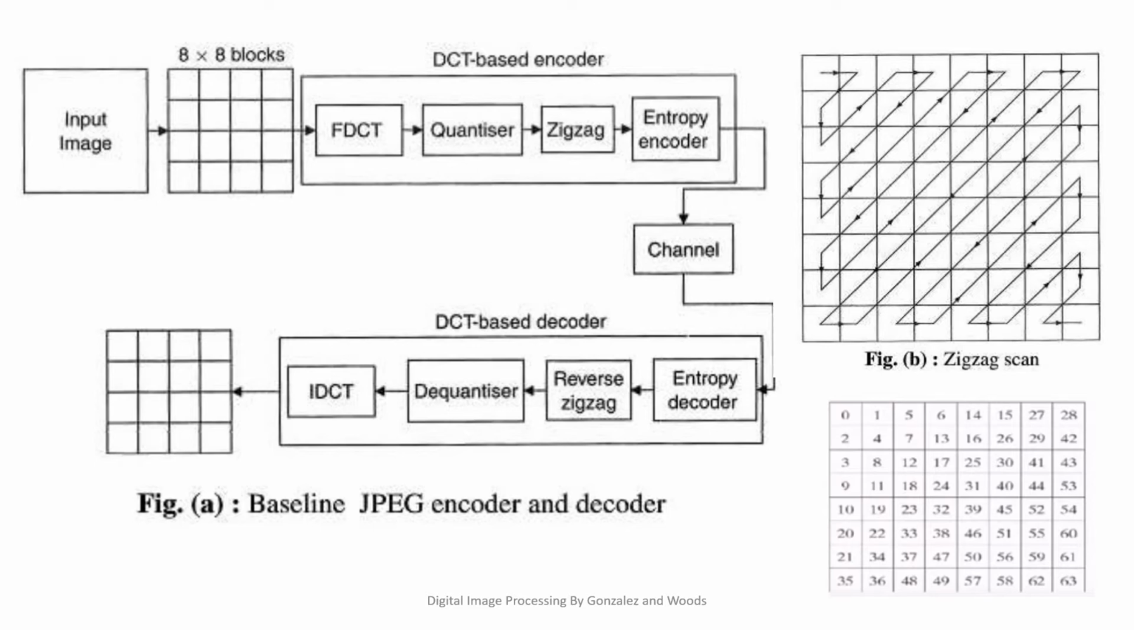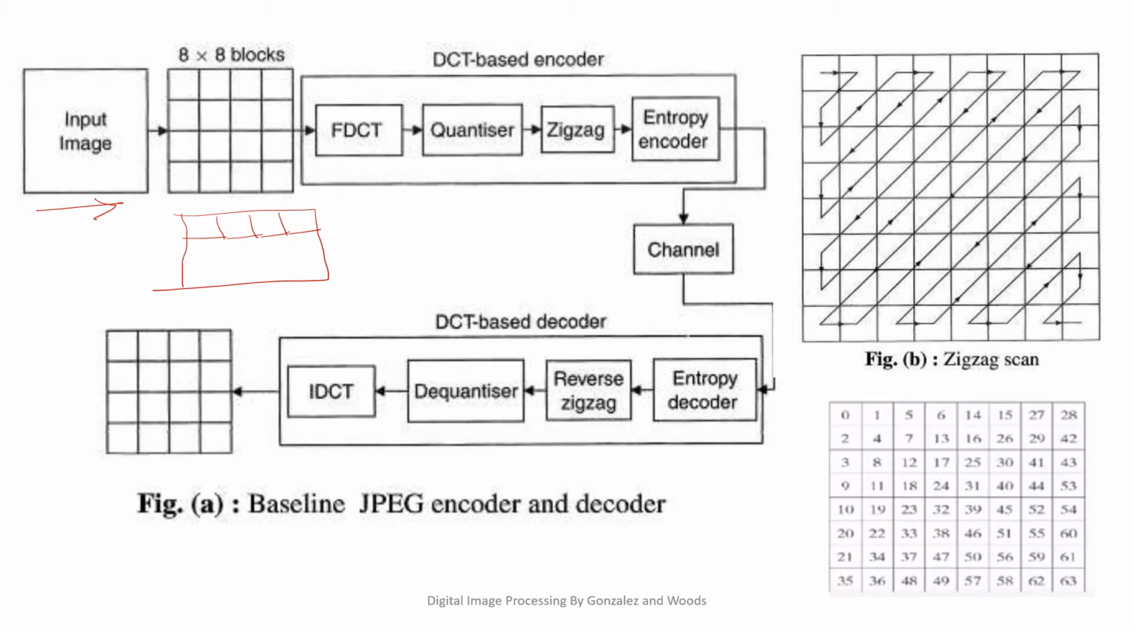As shown in this figure, we are giving a spatial domain image as input to this system. The input image is partitioned into 8 by 8 blocks. So what we are going to do is take one image and divide that into 8 by 8 blocks.